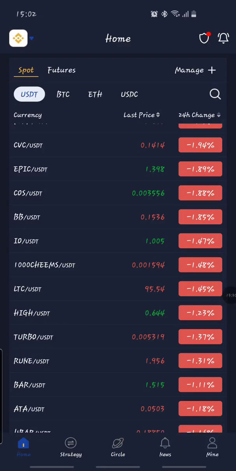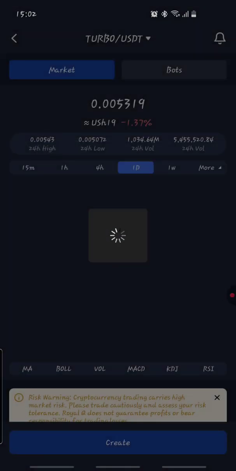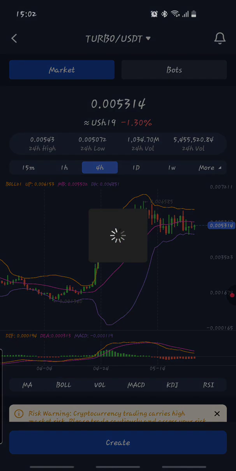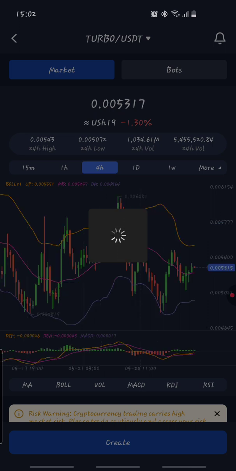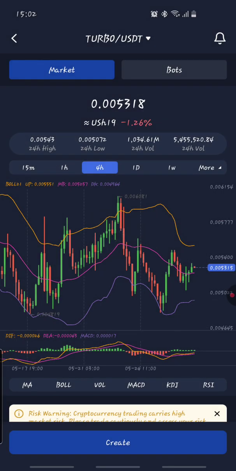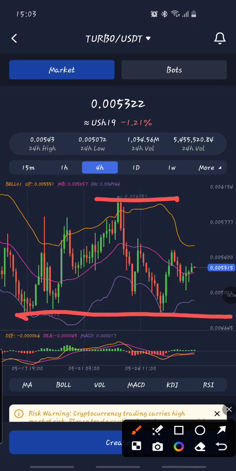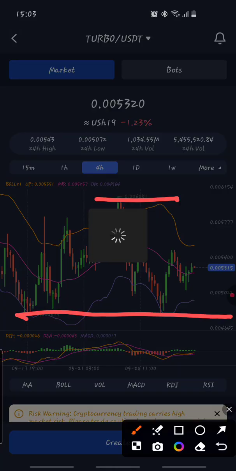So what I do, you can click on it. When you click on it, it will always take you to the marketplace. Okay, it is still loading. So this is a 1 day time frame. You can reduce, you go to 4 hours. So when you go under 4 hours to enter that coin, when you look at these charts, this was the highest level, this was the lowest level. So this coin has a potential.